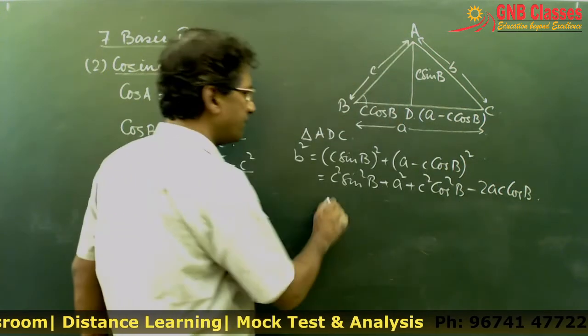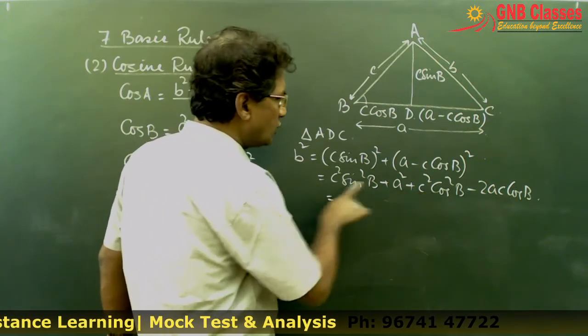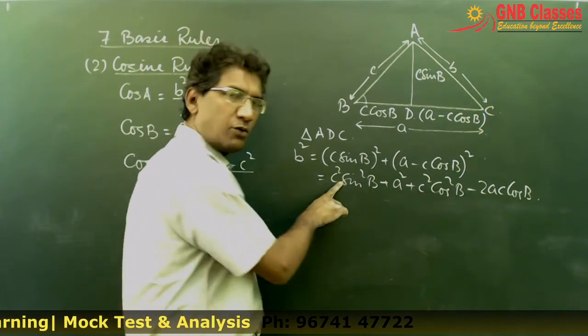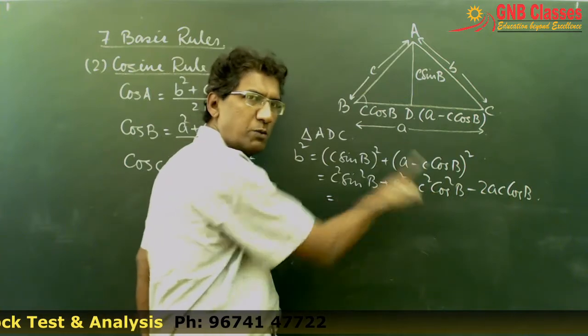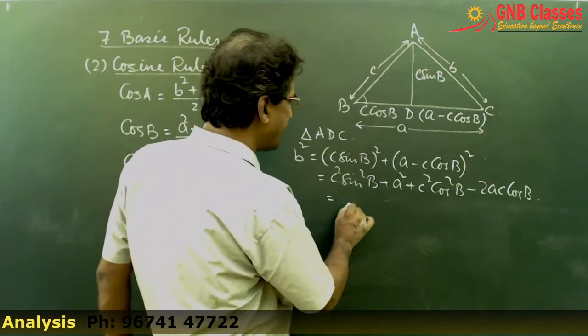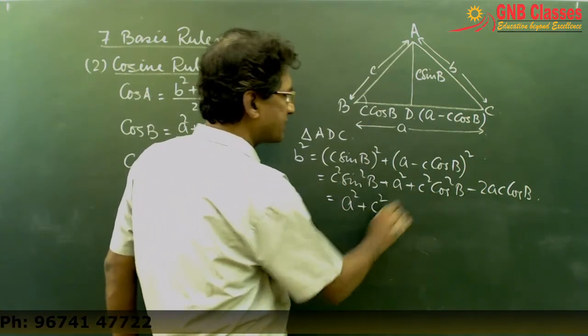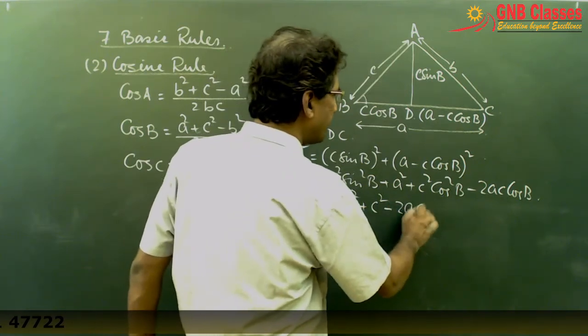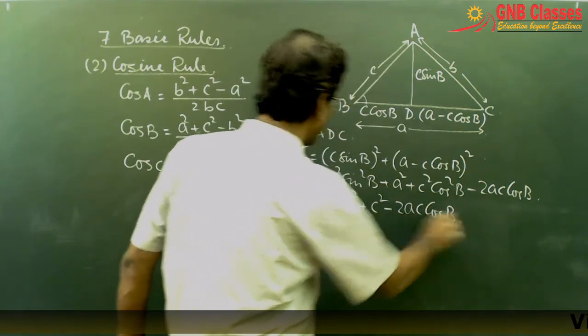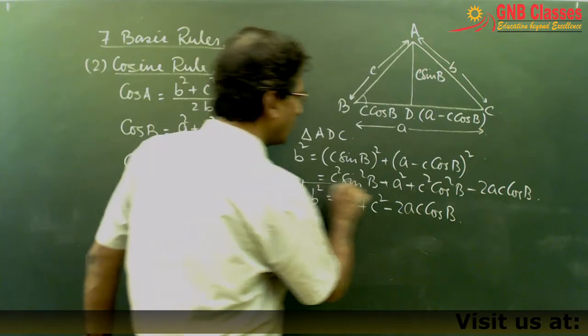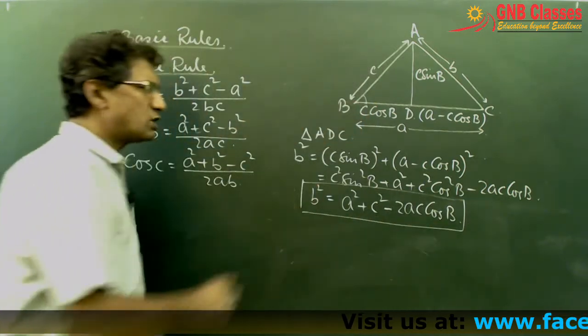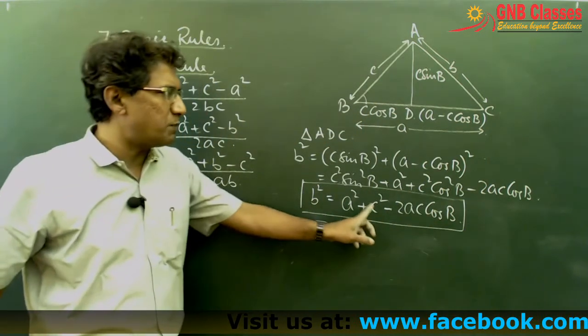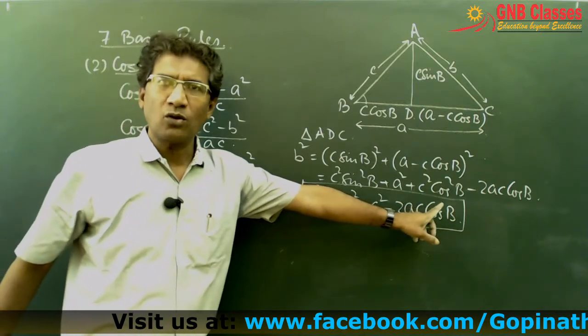A minus B whole square. So from this two, if we take c square common, we are going to get sine square b plus cos square b, which is 1. Therefore, we are getting a square plus c square minus 2ac cos b. Is it clear to all of you? So this we got b square is nothing but a square plus c square minus 2ac cos b.